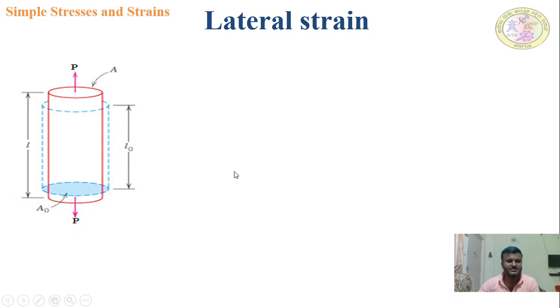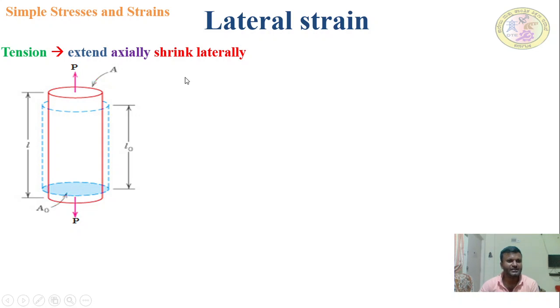Let's discuss this. See, this is a circular cross section. Apply a tensile force P, then it expands in the longitudinal direction, and the length of the member increases. Then automatically the diameter of the bar decreases. Once the length increases, the diameter decreases. The longitudinal strain represents the increase in length. Similarly, the decrease in diameter shows the lateral strain.